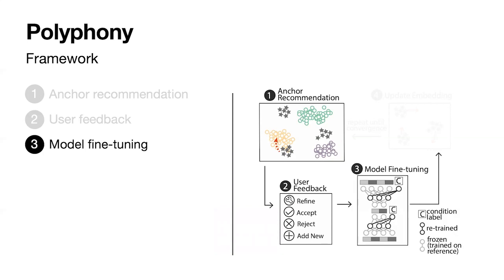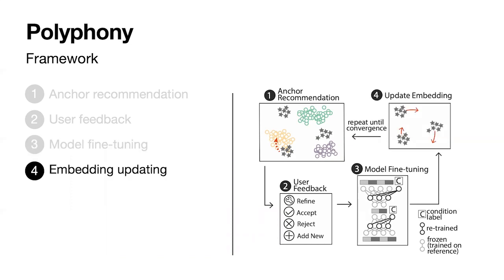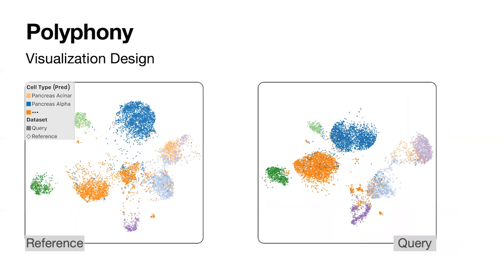In the third step, the system fine-tunes the model according to the confirmed anchors, where the goal is to simultaneously minimize the original loss and minimize the distances between the confirmed anchors and their corresponding clusters. After fine-tuning the model, the embedding of all query cells will be updated. We designed interactive visualizations both to present the current anchors and embedding space to the users for inspection, as well as to enable users to interact with the model and provide feedback. These designs have been informed by our interviews with experts in single-cell data analysis.